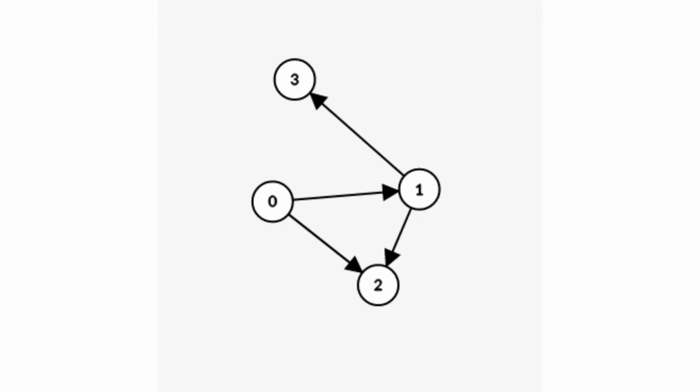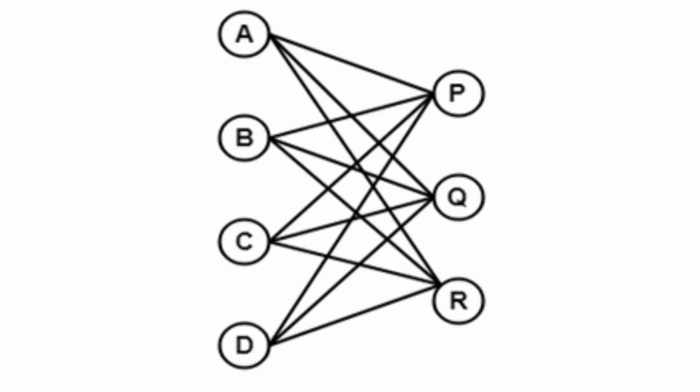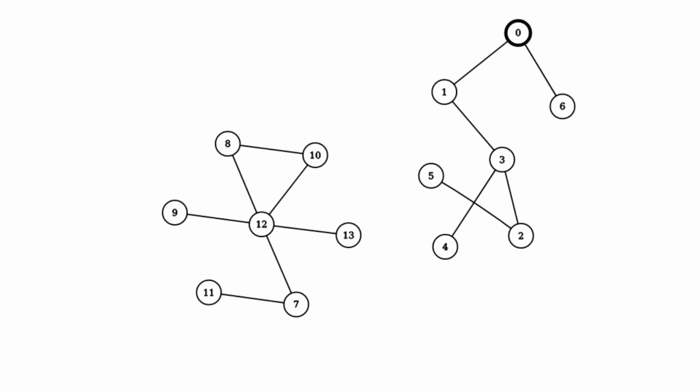Okay, so now there are different types of graphs that you may need to know about. There's a simple graph, basically something without double edges or loops. There's a not so simple graph. There's a graph that splits into two groups.